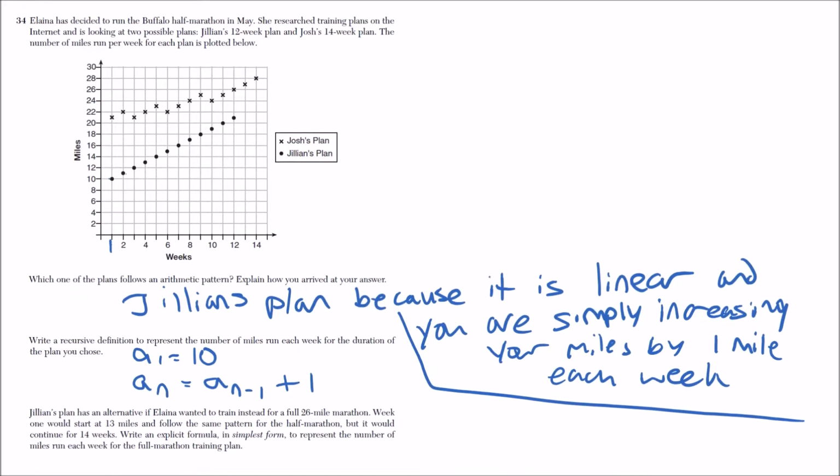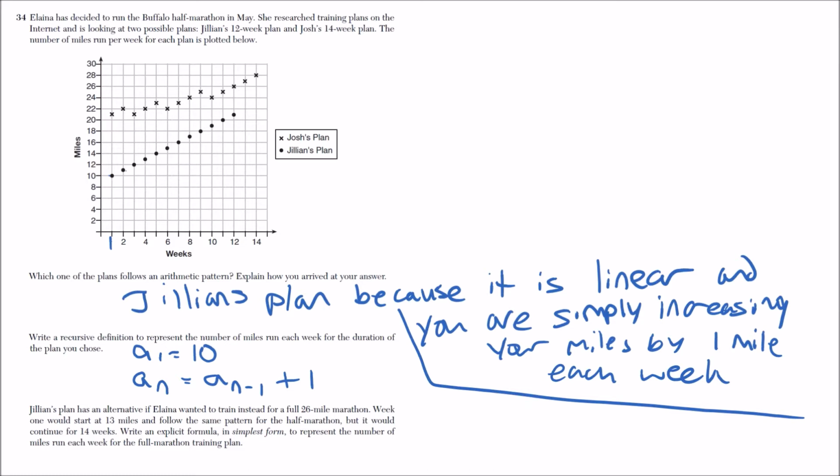Alright, and then the last thing here says Jillian's plan has an alternative if Elena wanted to train instead for the full 26-mile marathon. Week 1 would start with 13 and follow the same pattern for the half marathon, but it would continue for 14 weeks. So write an explicit formula in simplest form to represent the number of miles run each week for this. So it follows the same pattern here. So 1 would be 13 here, then 2 would be 14. And then if I also went backwards at 0, then it would have been 12.